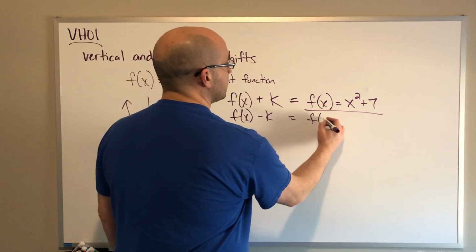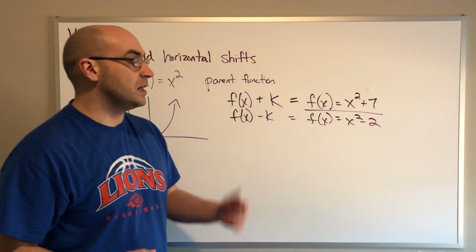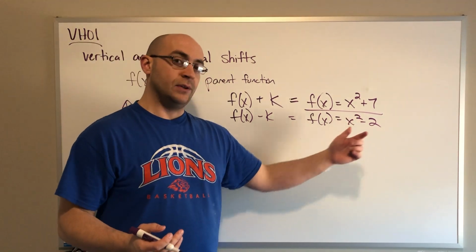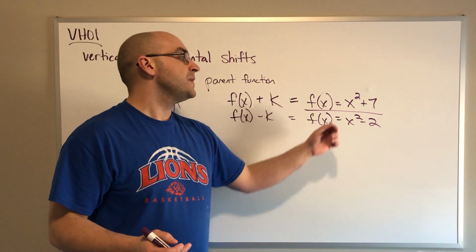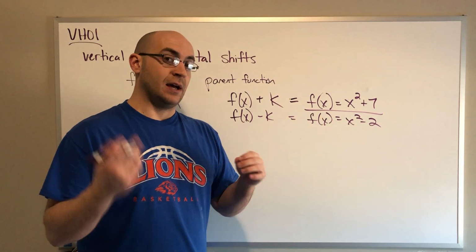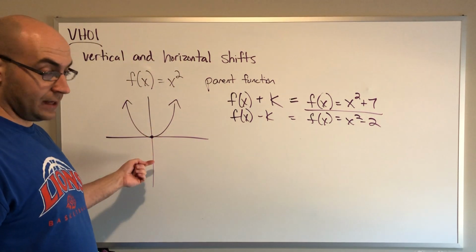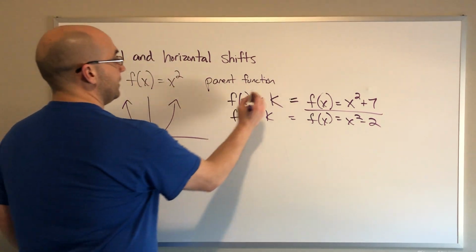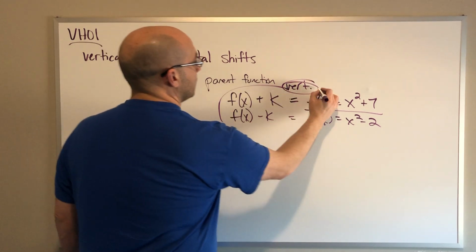So for example, let's talk about f of x equals x squared minus 2. Because the number value with the sign is at the very end of the function, to the very right, that indicates the vertical shift up or down. In this case, it would be down 2 units. Again, same thing here, down 2. That is vertical. All vertical here.